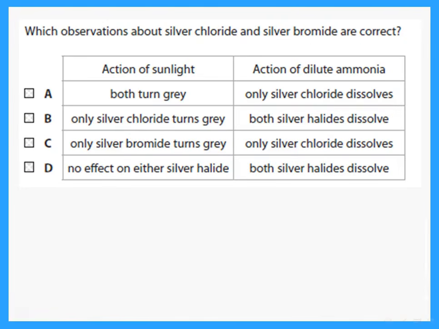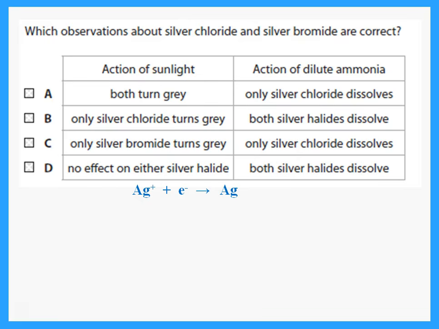Which observations about silver chloride and silver bromide are correct? Now, action of sunlight. I want you to remember that we did this in O level when we discussed the effect of light on reactions. Silver ions are white or colorless.